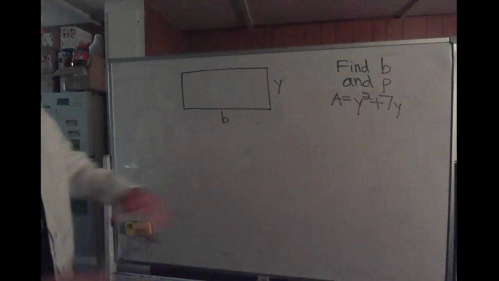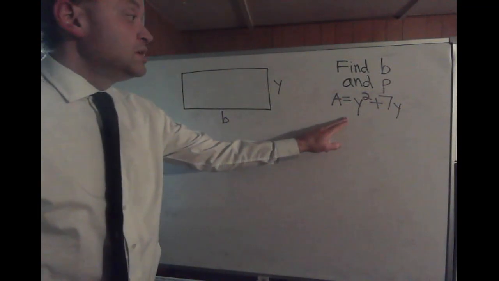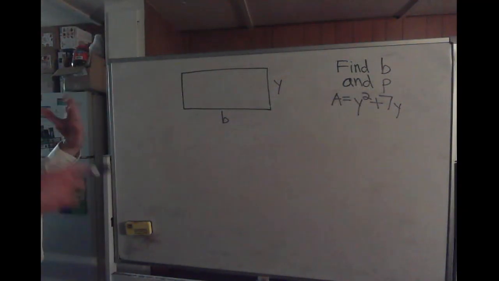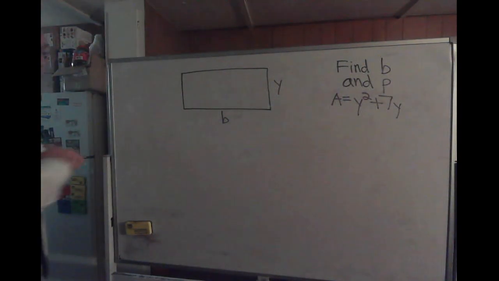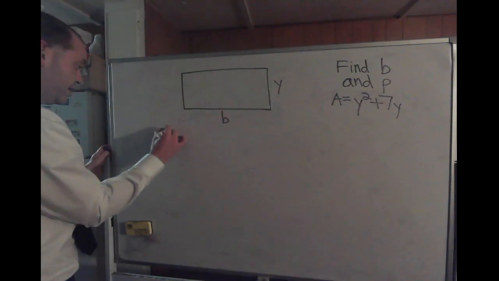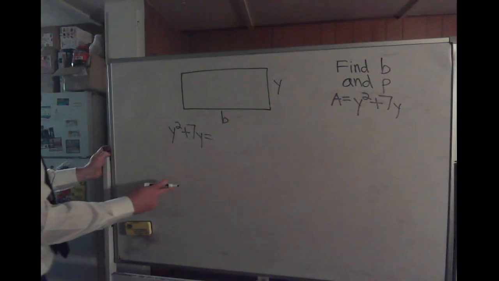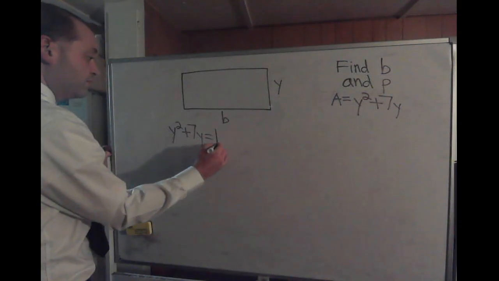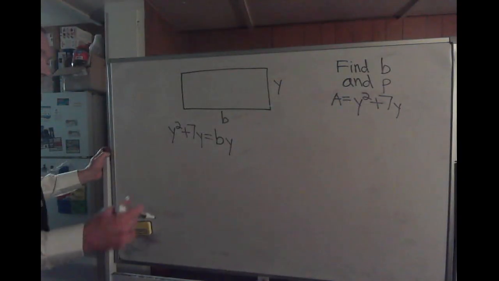So we know the length of the height to be y. We don't know the length of the base. We do know the area. So we need to find the length of the base and the perimeter. Well, before you could go anywhere with finding the perimeter, you need to find the length of that base in terms of y, which is going to involve the area. So you'll take that area of y squared plus 7y, set that equal to your base times the height, which would be, of course, by, because it's base times your height, which has a length of y.